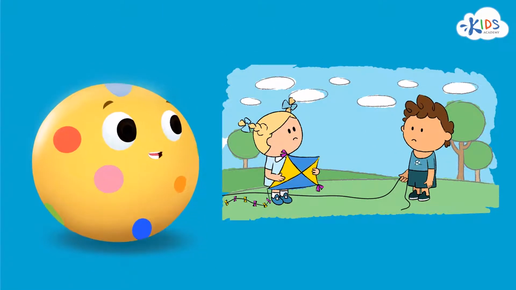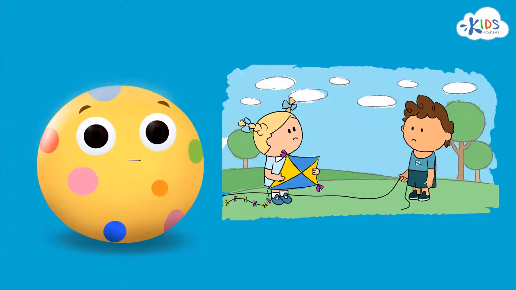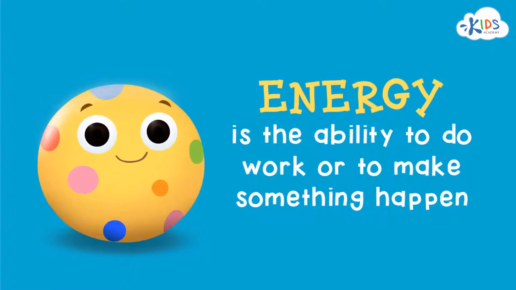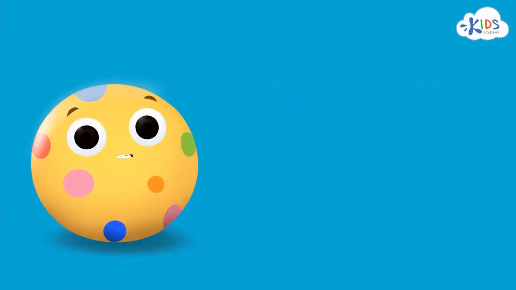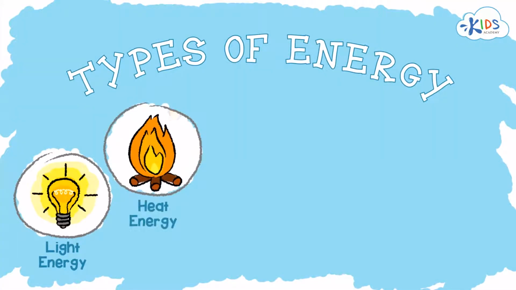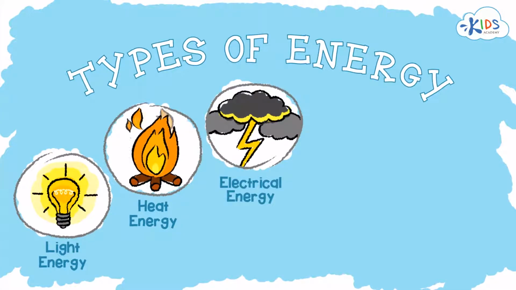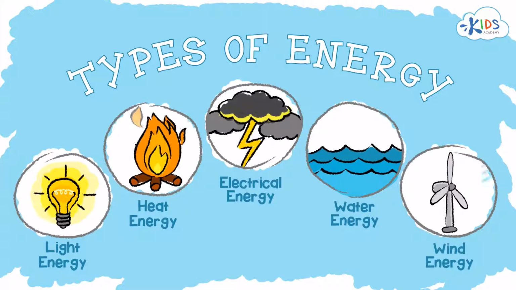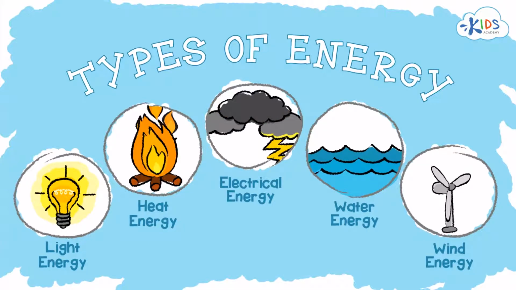It looks like our friend's kite needs more wind energy to keep it flying. What is energy? Energy is the ability to do work or to make something happen. Let's talk about some types of energy. Light energy, heat energy, electrical energy, water energy, and wind energy. That's a lot of different types of energy.